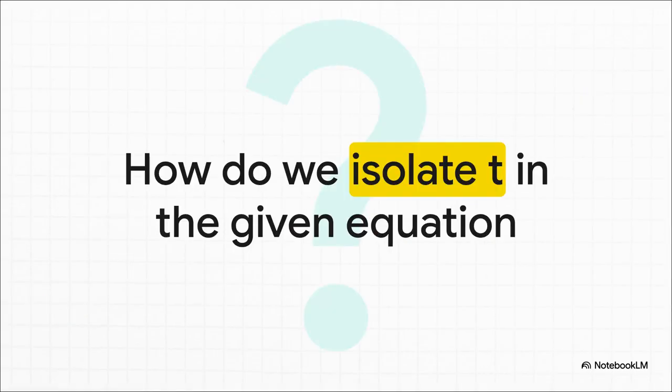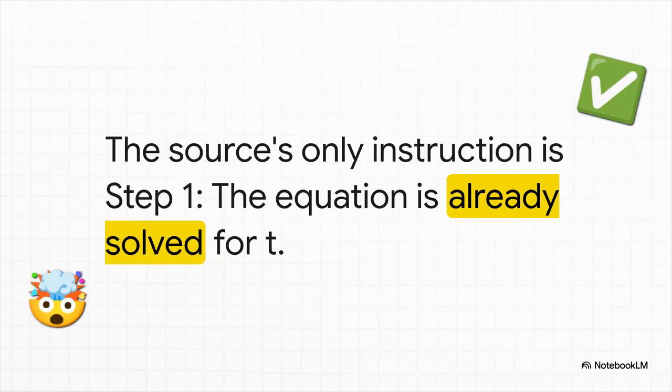So, here's the question for you. How would we even do that? How do we get T alone on one side of the equal sign? I mean, you'd think we'd have to tackle that square root, right? Maybe square both sides. It feels like it's going to be a multi-step process for sure. But wait, our source actually provides the steps. Step 1 is, hang on a second, that's the only step. And it says, the equation is already solved for T.